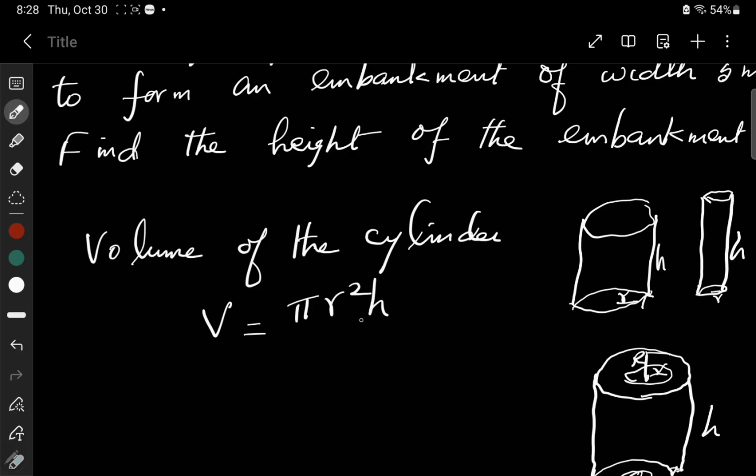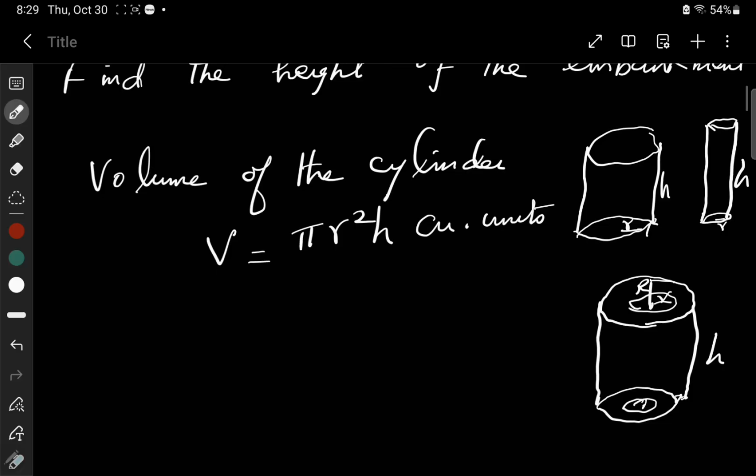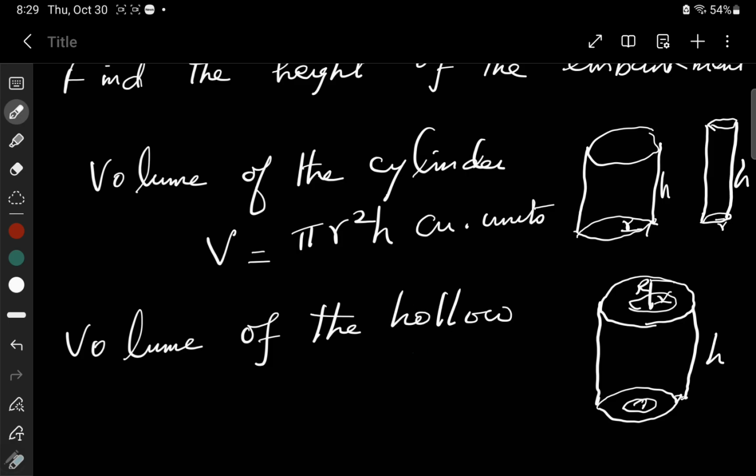Here we discuss 3 units: r squared, that is 2 r's, and 1 h, altogether 3 units. So you will get cubic units. So the volume of the cylinder is pi r squared h cubic units. Next, let us see the volume of the hollow cylinder.